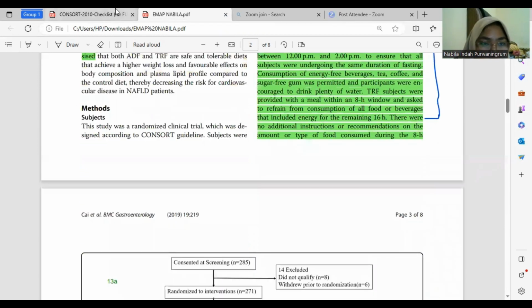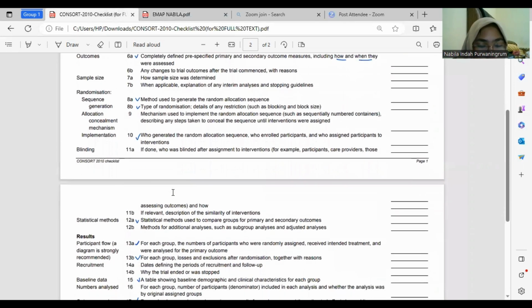And then the next check is the blinding, like 11A. If none, who was blinded after the assignment to the intervention, and how? I'm so sorry, in this article it is not stated. Because why? Because this article is about teaching the participants to eat and fast to see how their body will react. And of course, there is no blinding here because the participant knows what intervention they get, the clinicians also know, and the statistician also knows.